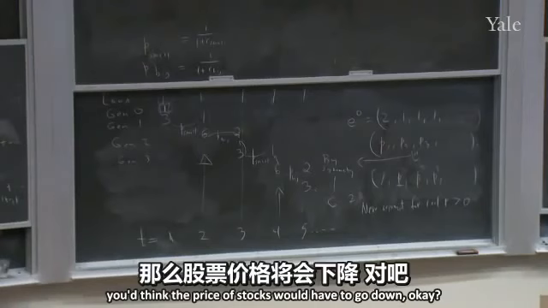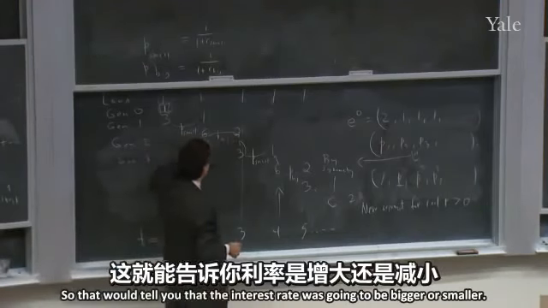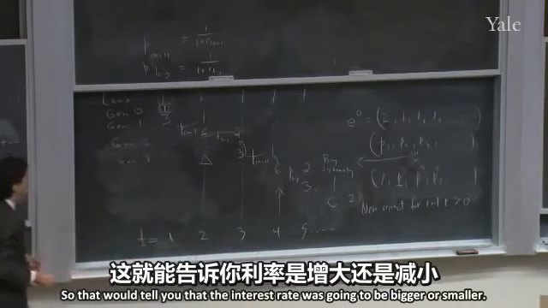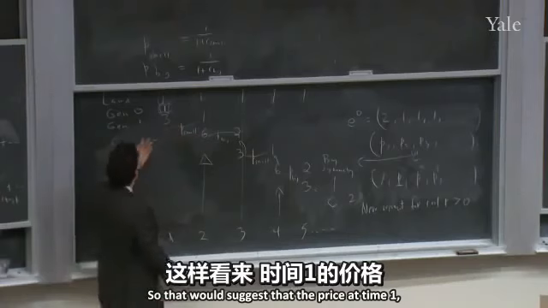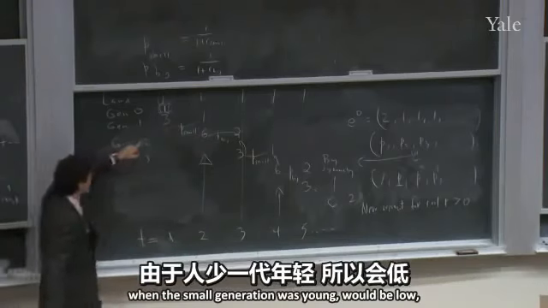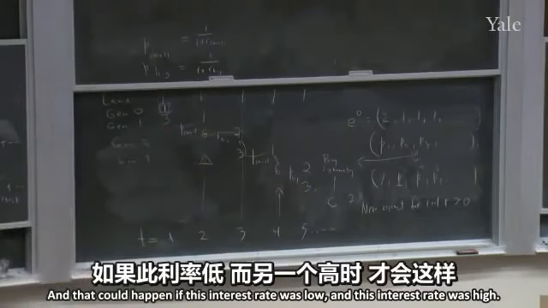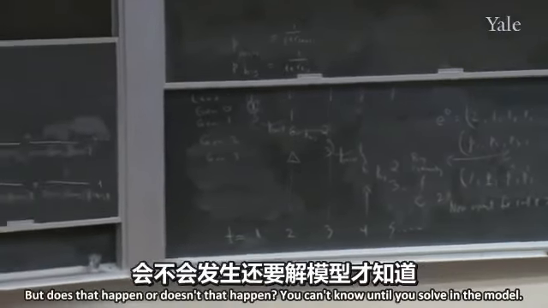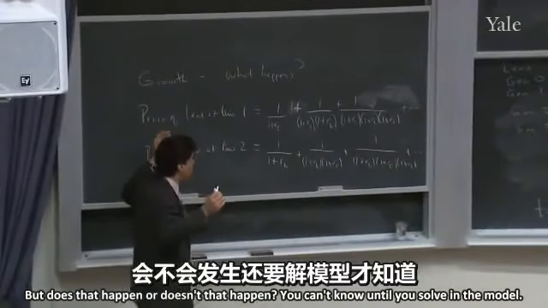Okay, so that would tell you that the interest rate was going to be bigger or smaller. So that would suggest that the price at time 1, when the small generation was young, would be low, and the price at time 2 would be high. And that could happen if this interest rate was low and this interest rate was high. But does that happen or does that happen? You can't know until you solve it in a model.